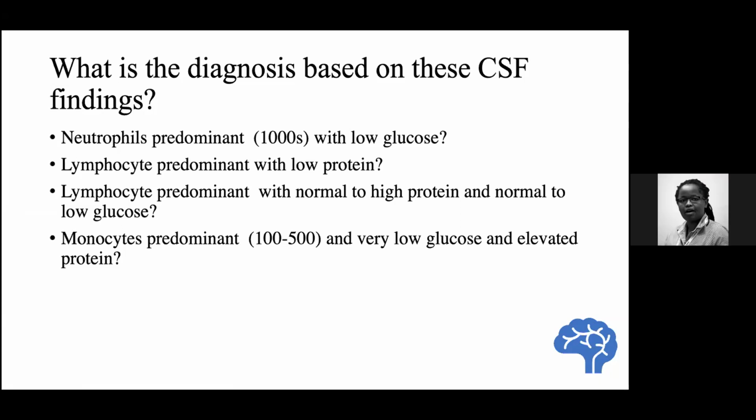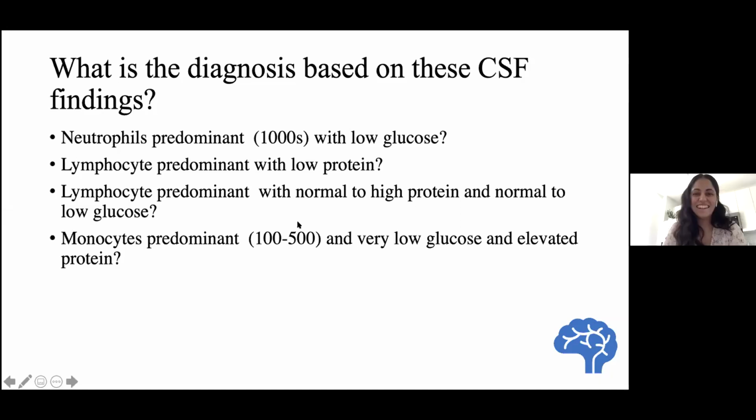Bacterial. Yes, because a neutrophil predominance tells you that it's bacterial. Bacteria tend to consume glucose. That's why your levels of glucose are going to go low.